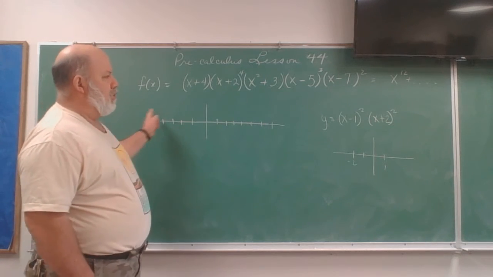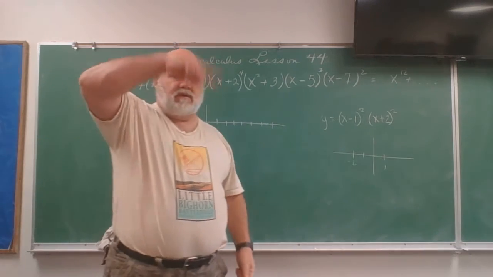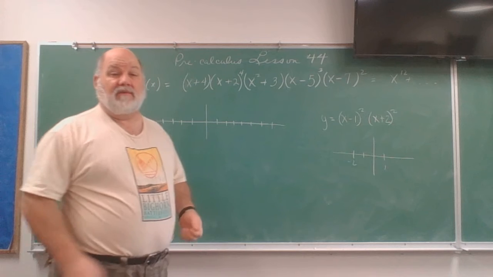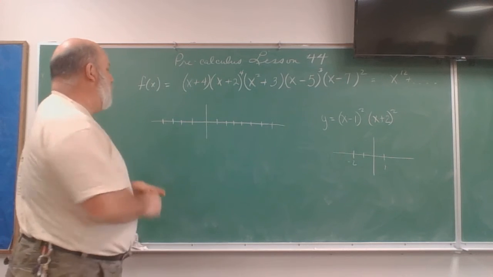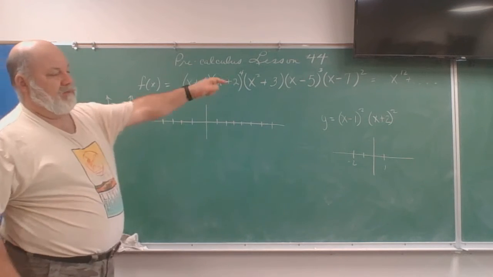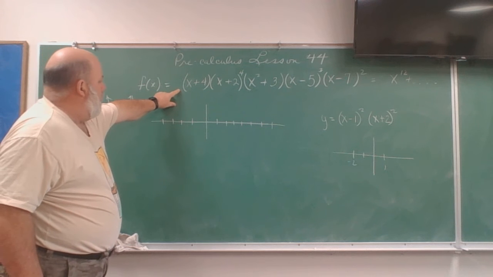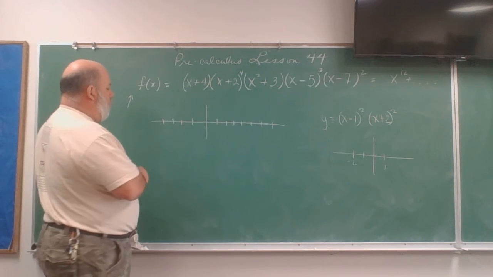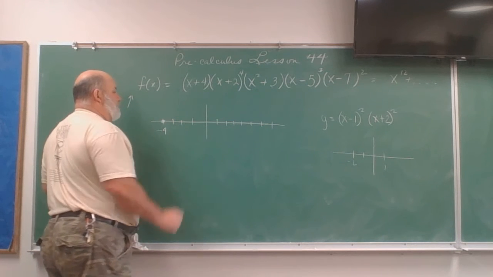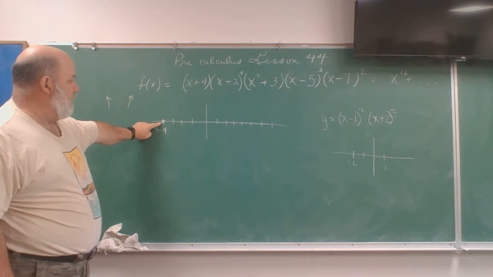If we multiplied this whole thing out, our first term would be x to the 12th, and we know that has 11 places where it turns, but it'll be going up at both ends because it's x to the 12th, and 12 is an even number. So as we go through here, I see that we have x plus 4, so that means at negative 4 I have a 0, meaning it's going to cross the x-axis there.